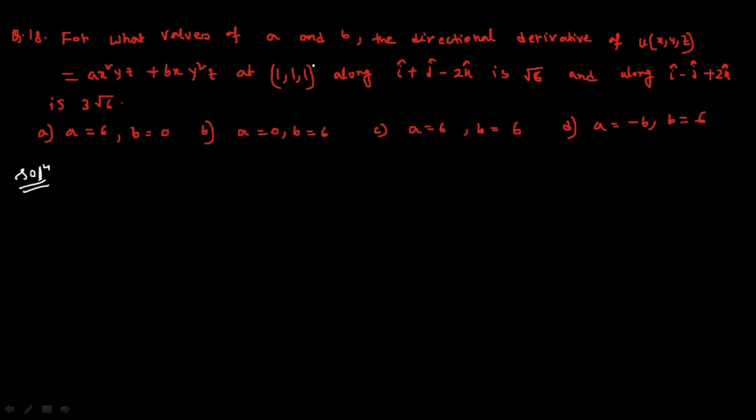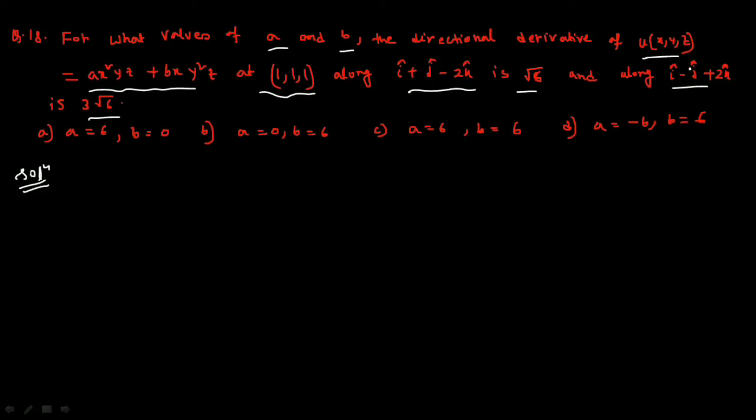Here what is the question? We have to find out the value of a and b. For what values of a and b is the directional derivative of u, given by a x square y z plus b x y square z, at 1 comma 1 comma 1 along this vector root 6, and along this vector 3 root 6. So the magnitudes of two directional derivatives are given, and two vectors are also given. One is i plus j minus 2k, another is i minus j plus 2k.